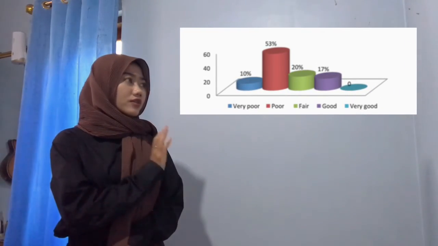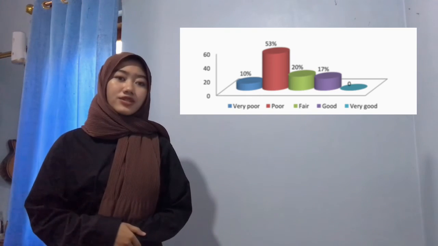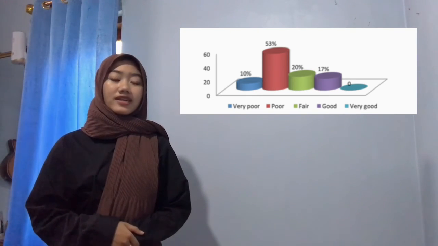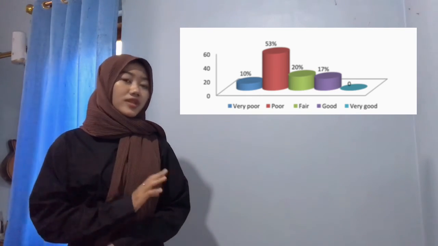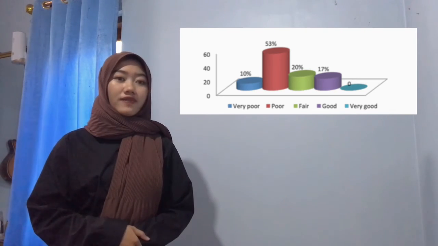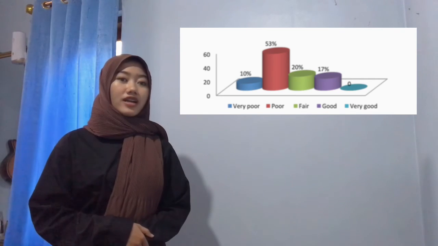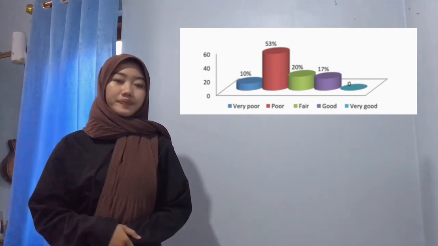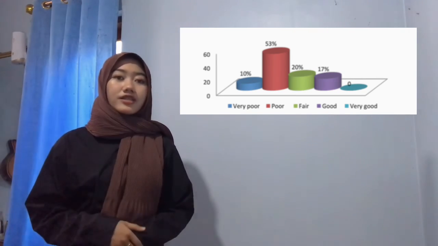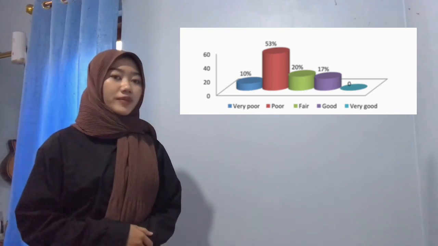There were 10% of the students having very poor speaking skill, 20% students having fine speaking skill, and 70% of students having good speaking skill. However, none of the students had very good speaking skill.